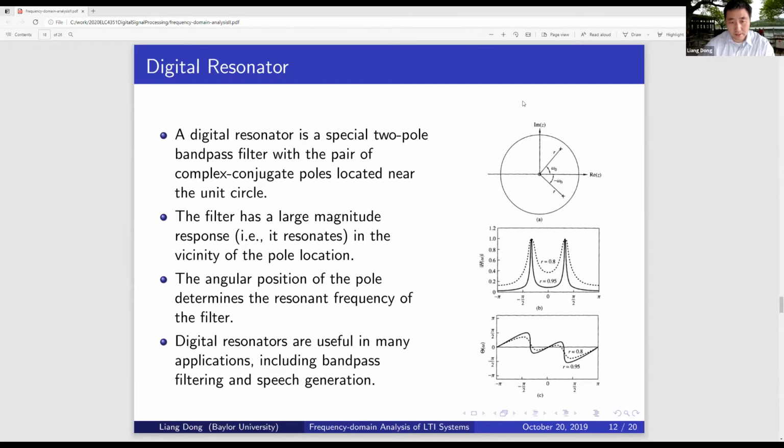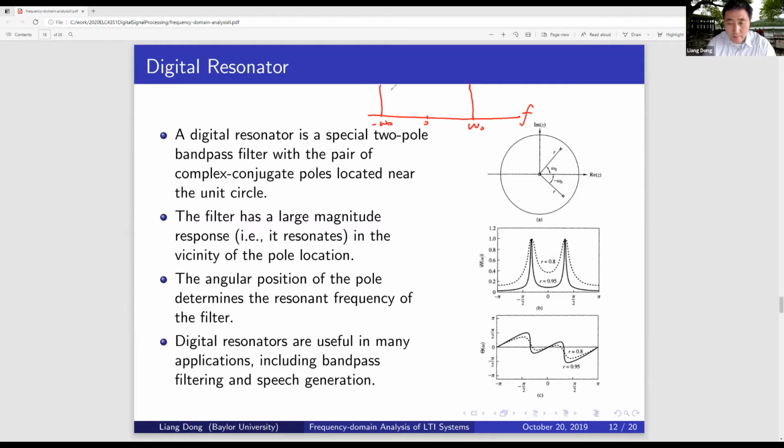We want to design a digital resonator that has only 1 frequency I want to emphasize, at omega 0. Here is the frequency domain. This is 0. A digital resonator is a special bandpass filter. It's a very narrow bandpass filter. I just want the band around omega 0. If I want to have a real coefficient filter, then I need to have a negative omega 0 term here as well.